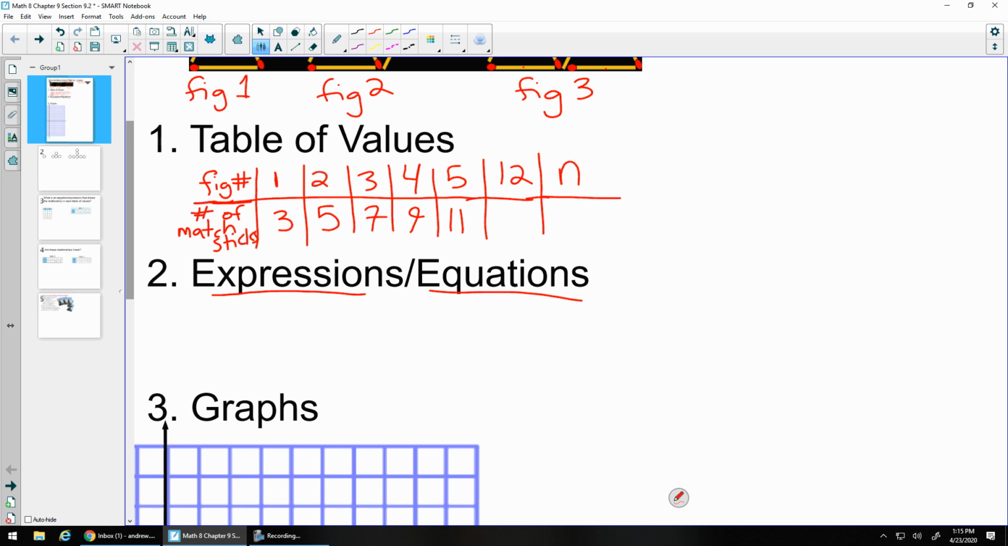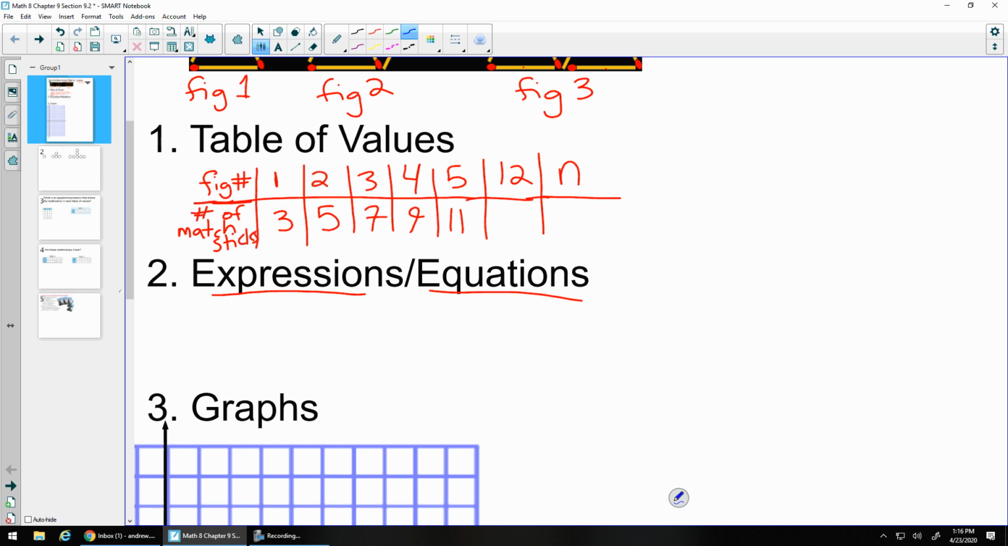We did this in grade 7, some of you might remember, but we have this variable here now. So what would we have to do to that variable? What would we have to multiply or add or subtract to the figure number to make it equal to the number of matchsticks? There's 2 things that are important to look at. One is how much are our values going up by.